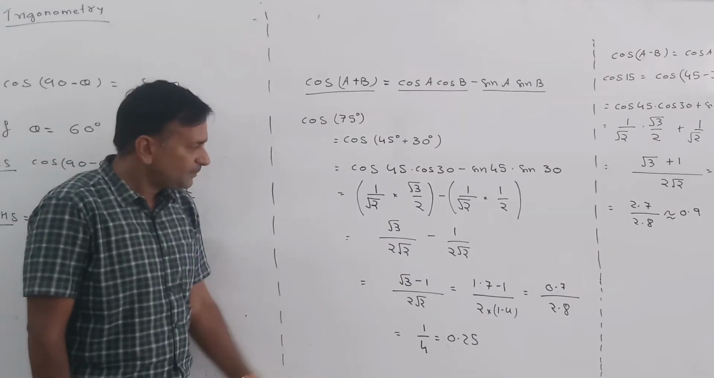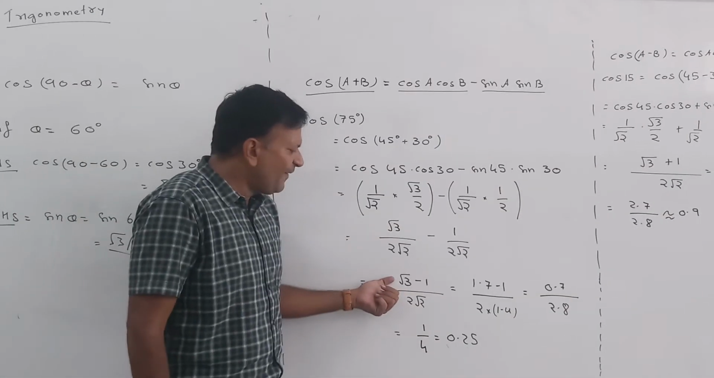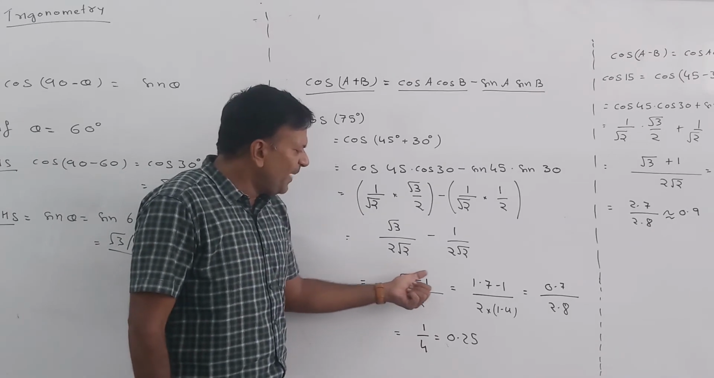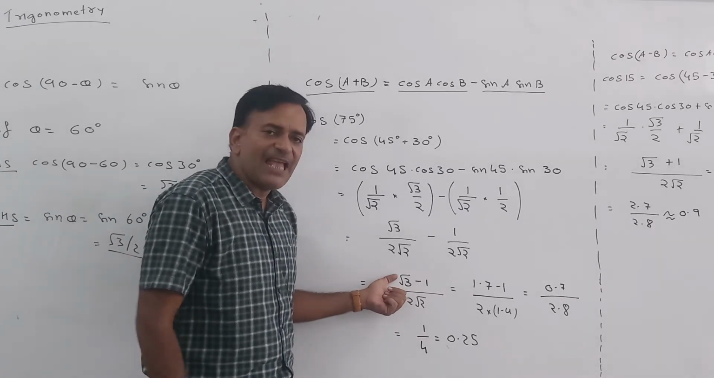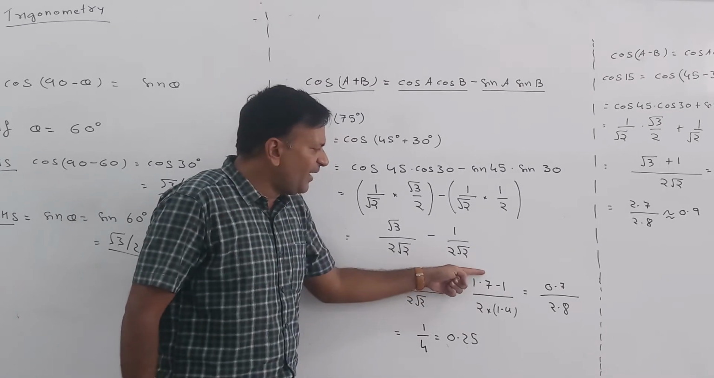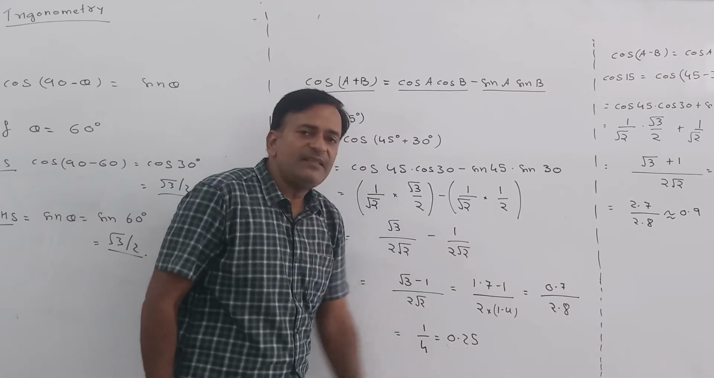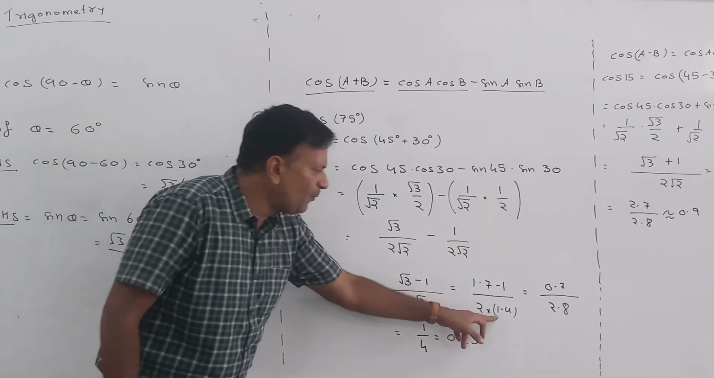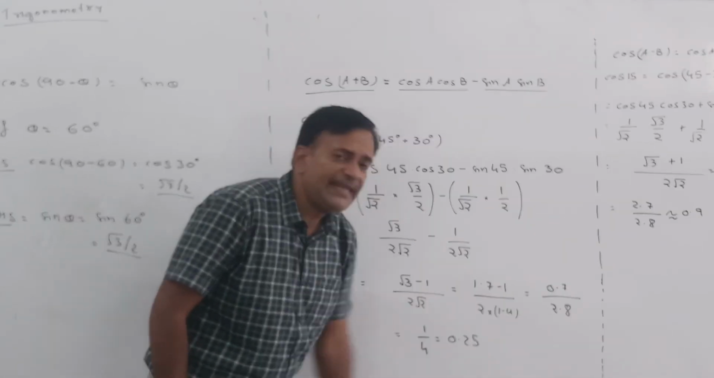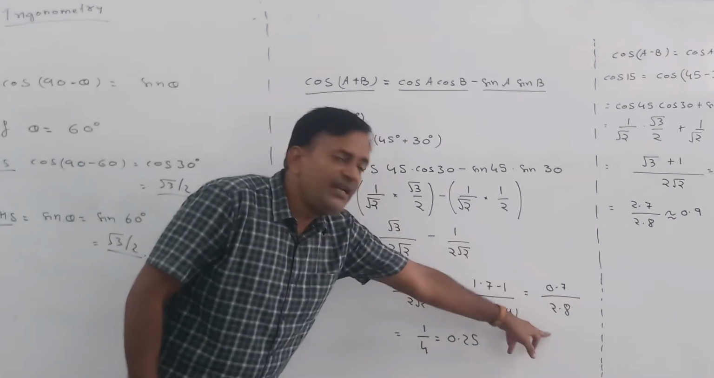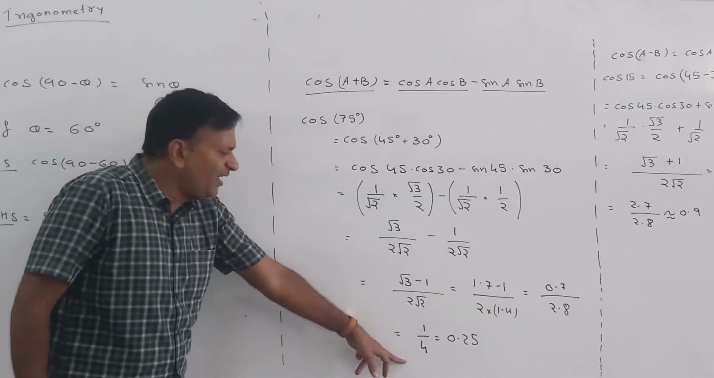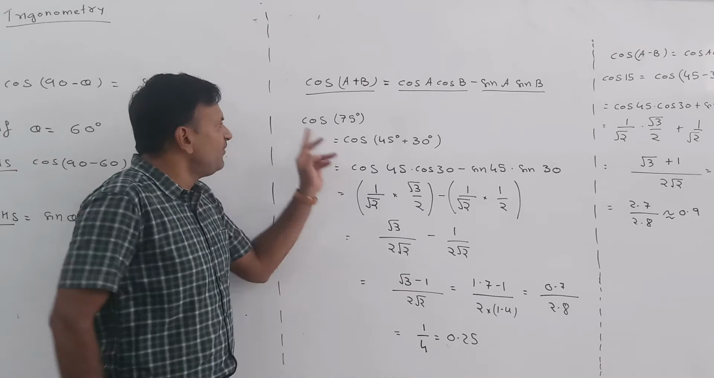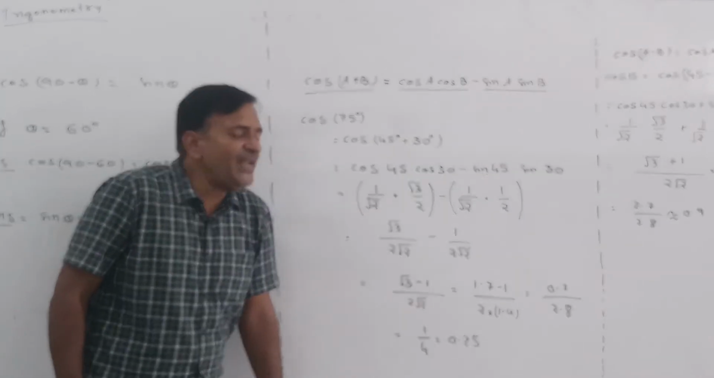Now, what is the value of root 3? I am going to take approximate values. Root 3 minus 1: root 3 is approximately 1.7, minus 1, so 0.7. 2 multiplied by root 2. What is the value of root 2? 1.4. This gives 2.8. 0.7 divided by 2.8 is 1 by 4, which is approximately 0.25. So what we have done, we have found the value of cos 75.